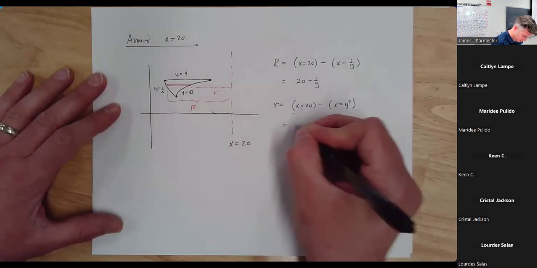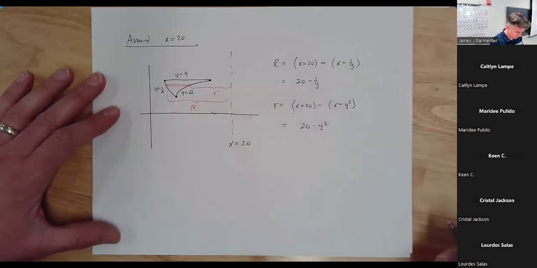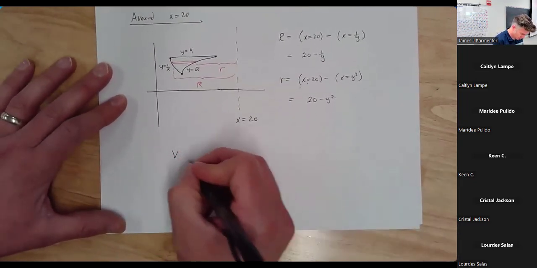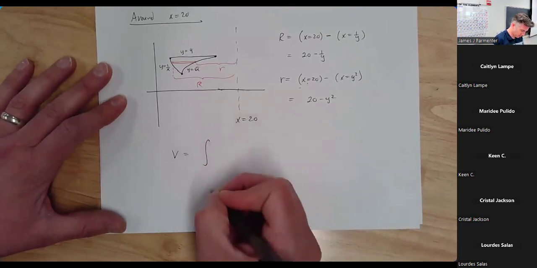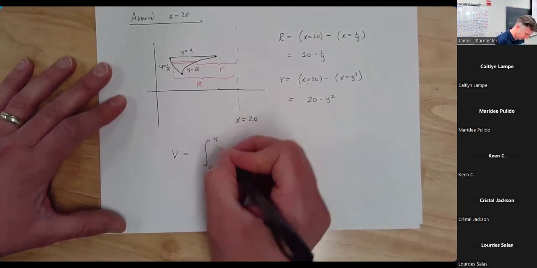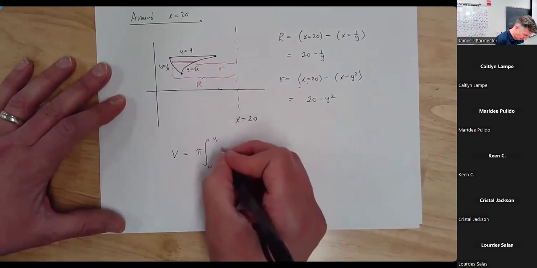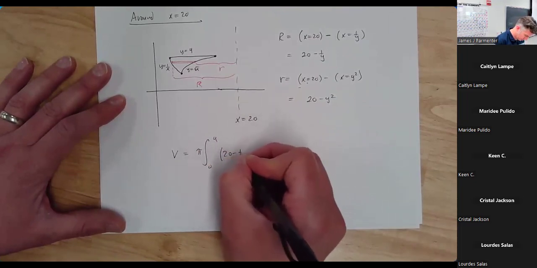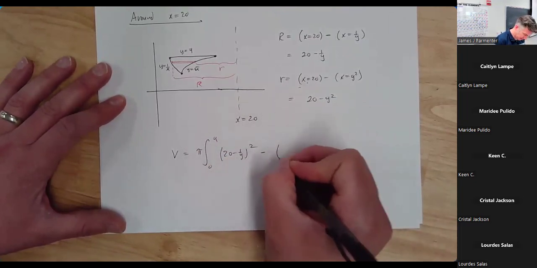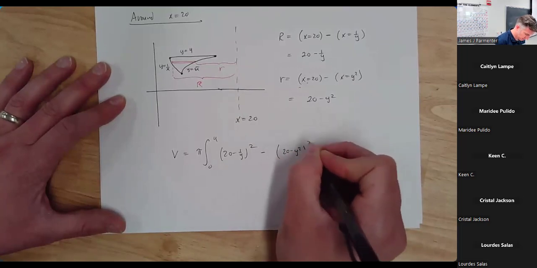So the volume here is going to be the integral from y equals 0 to y equals 4 of pi times my outer radius squared minus my inner radius squared.